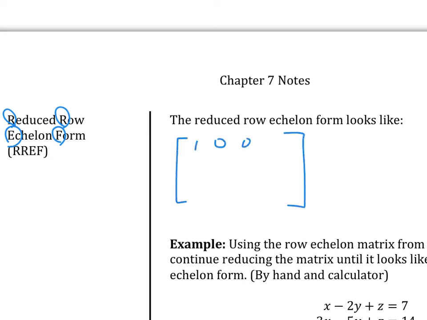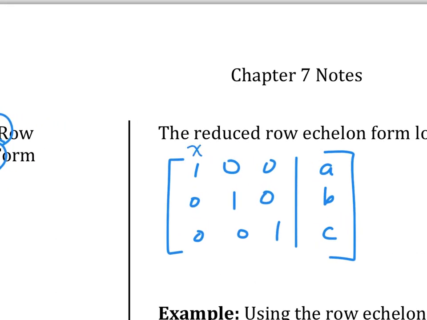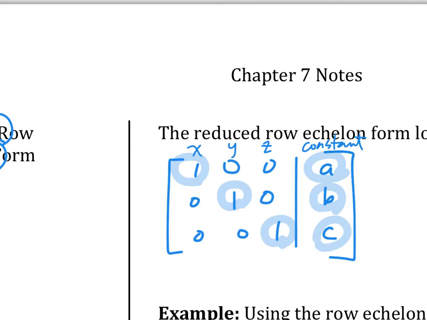1, 0, 0, number; 0, 1, 0, number; 0, 0, 1, number. So recall, this means X, this means Y, this means Z, and this is the constant. That line means equal sign. So when you get to this form, it's really nice because it just tells you that X is equal to A, Y is equal to B, and Z is equal to C. So you do want to get it to this form.